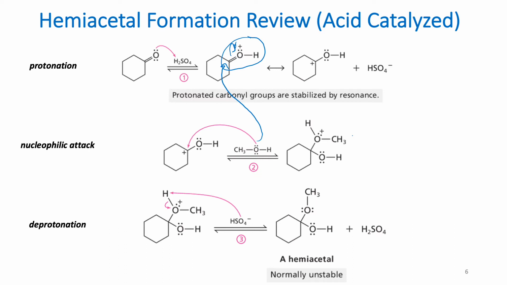One thing I want to quickly point out is that this is an unstable product. Now, they're normally unstable, I should clarify, because what we're going to find out in the next slide is that cyclic hemiacetals tend to be stable, but acyclic versions are unstable. So we're going to take a look at the chemistry involved in these processes.